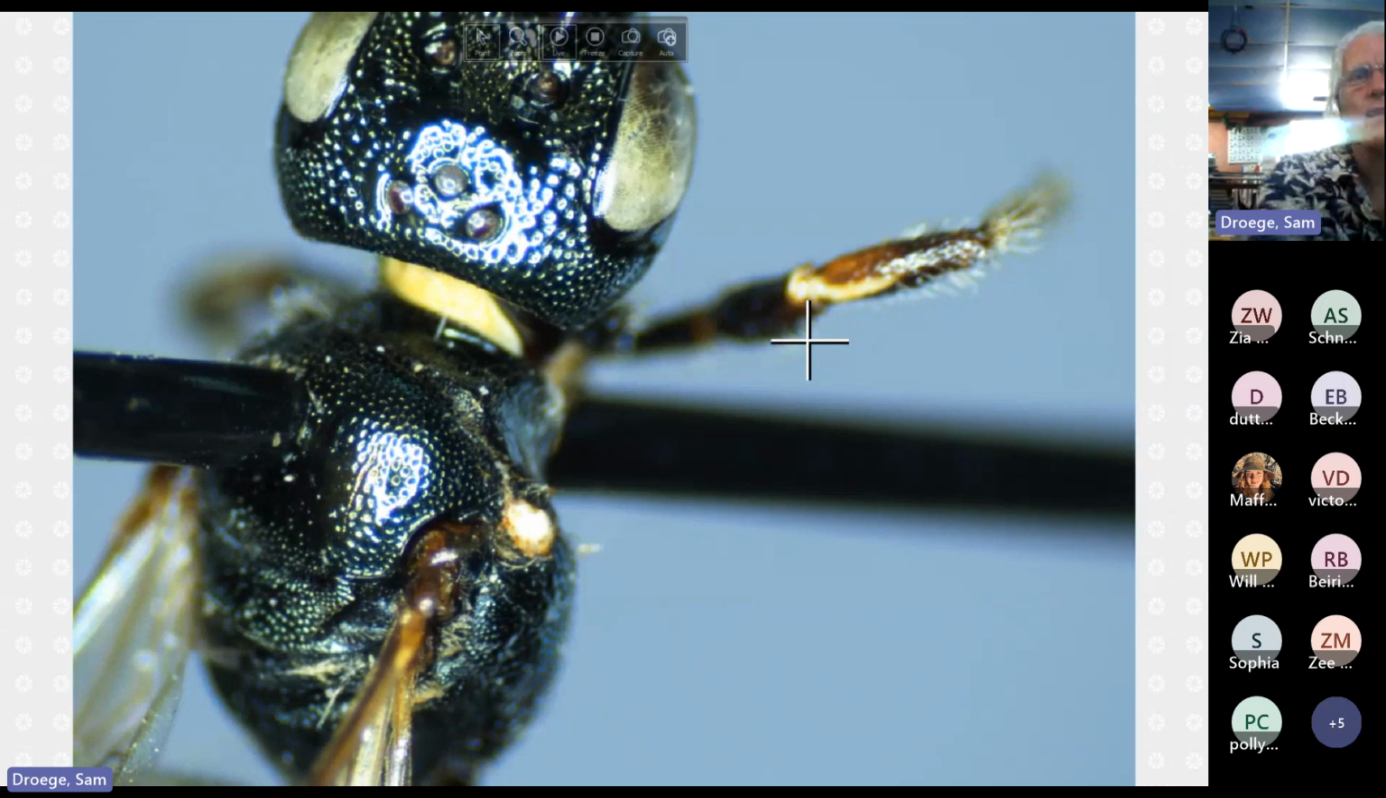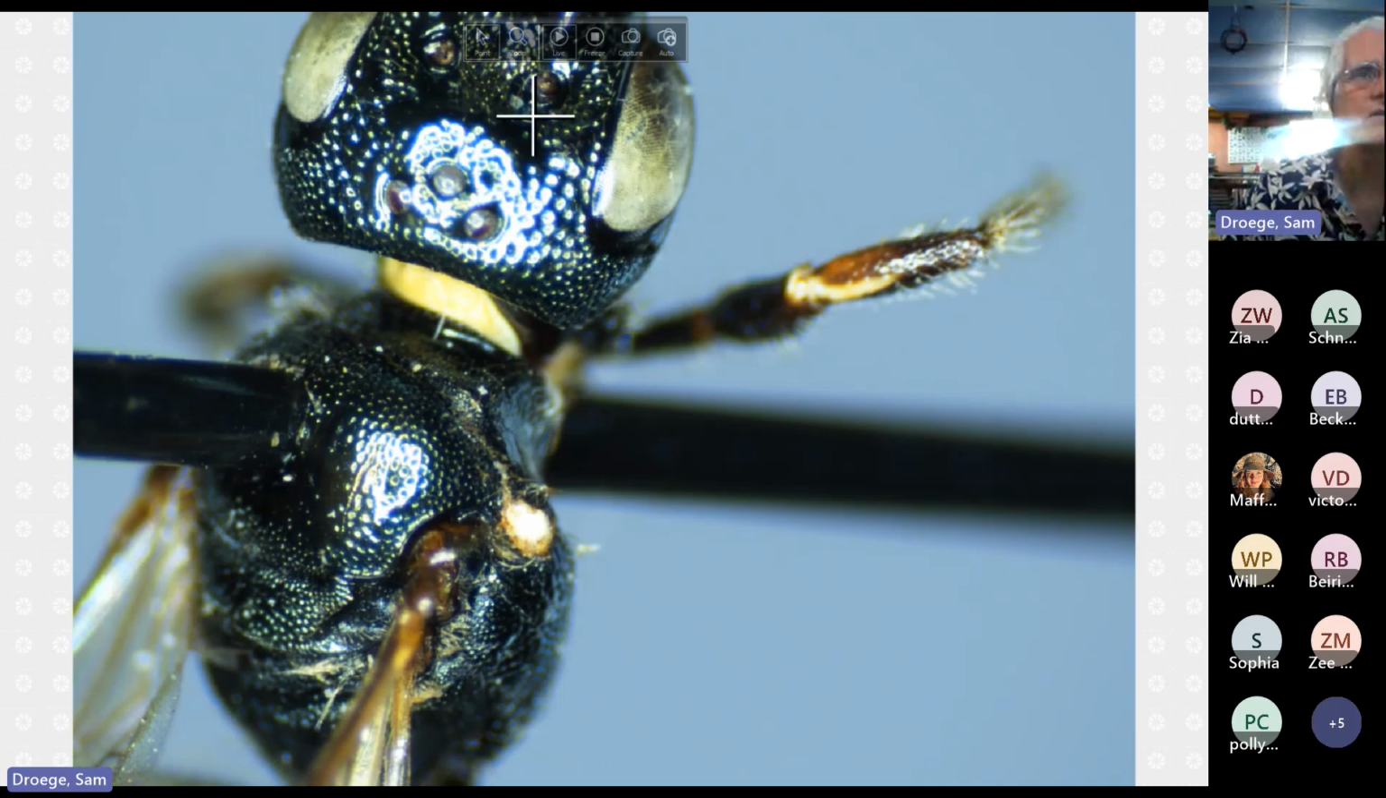illustrated in that species. So here you can see this pitting is super extensive compared to cockerelli, pitting everywhere. And cockerelli, this is almost all smooth and shiny and definitely black.